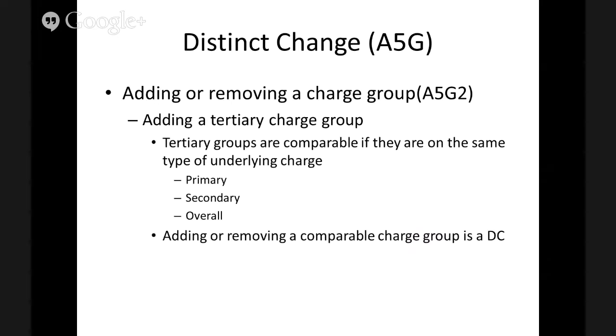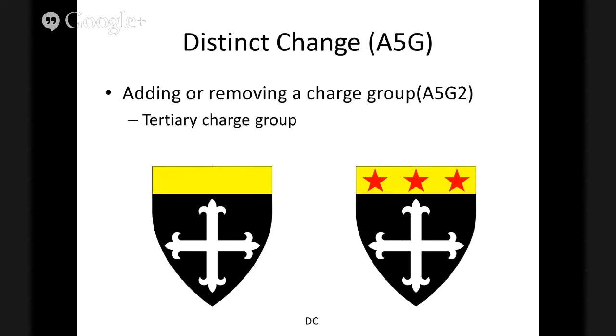When we're talking about tertiary charge groups, they're comparable if they're on the same type of underlying charge, the primary, the secondary, the overall. If they're not, then we can't get a DC for adding or removing it. It has to be adding or removing a comparable one. So, we have a DC here. Why?